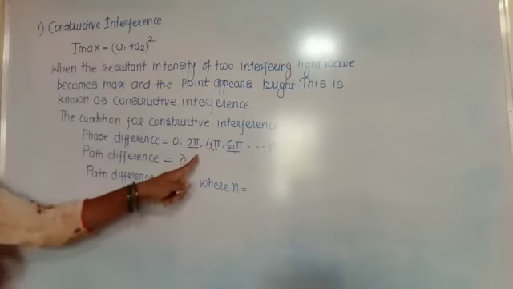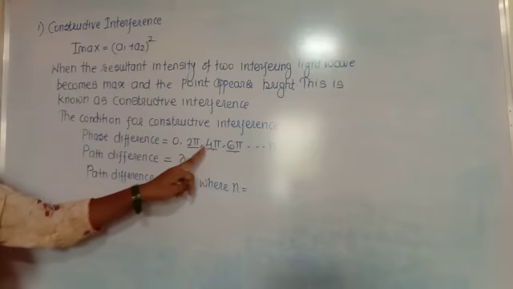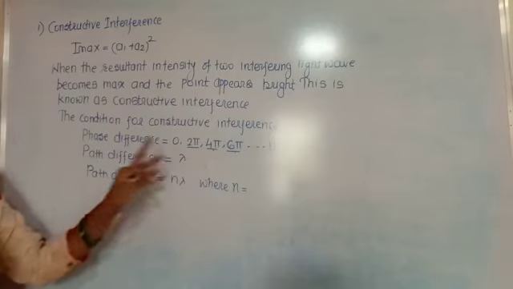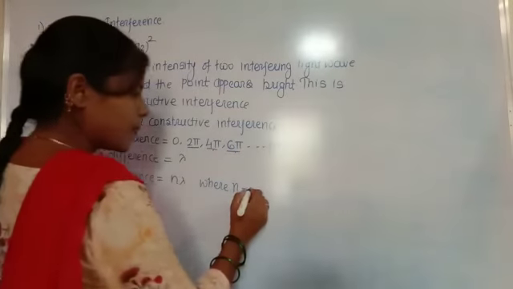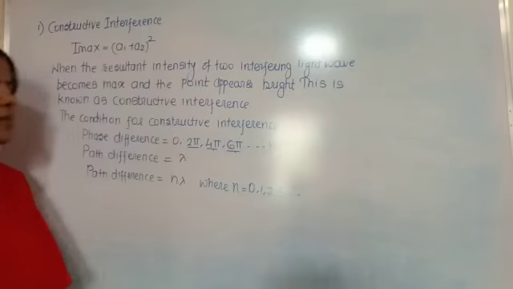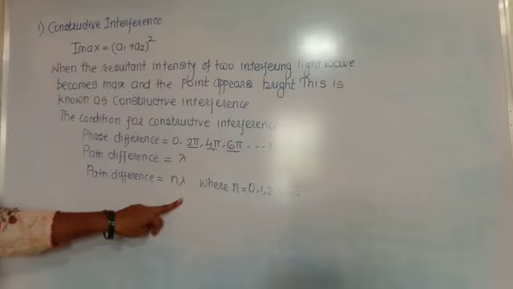The value of n for 2 pi, where we get lambda, means 1. At 4 pi we get 2. Then here 3, here 4, 5, 6, 7, 8, means here 0, 1, 2, 3 up to n number. The condition for the constructive interference is path difference is equal to n lambda.